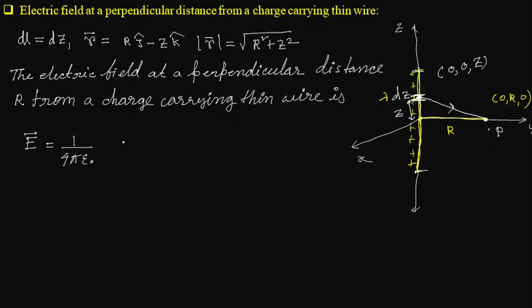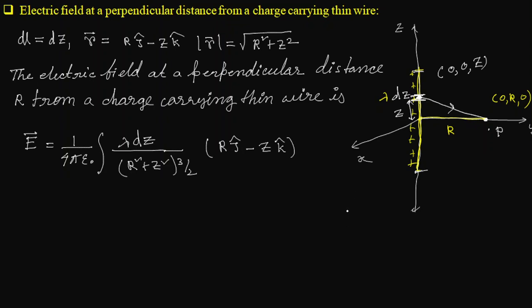Again we have linear charge distribution, so we are going to use the same definition, lambda into dl. In this case dl is dz. Then we have to put the value of r cube. So in this case mod of r cube will be r square plus z square whole to the power 3 by 2, and then we put the value of r. In this case it will be r j cap minus z k cap. And then we have to take the integration over this length.